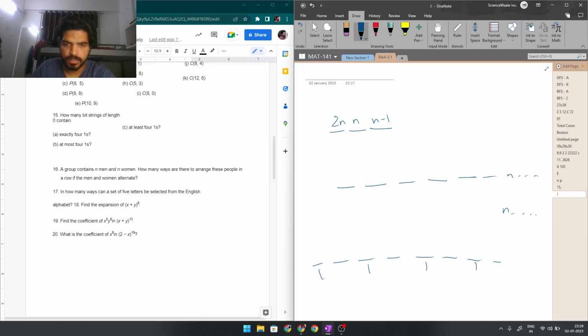Now we are actually filling the alternate positions first to get the answer. Into n factorial, into two positions. One case, men started; second case, women started. The two cases are there. That will be 2 into n factorial squared.